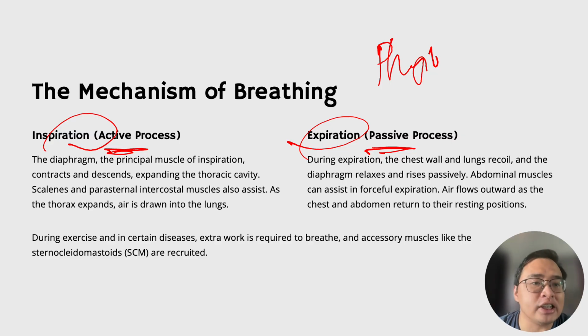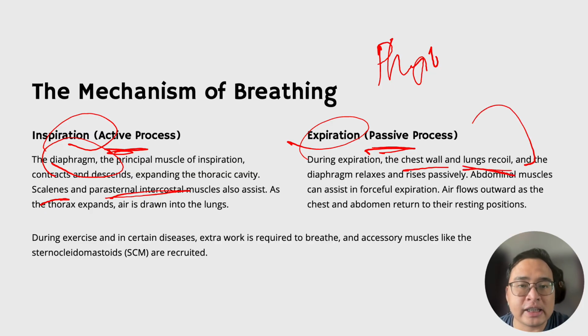So during inhalation or inspiration, the principal muscle involved is your diaphragm, of course. So when it contracts, it descends, expanding the thoracic cavity, making the pressure inside more negative than the atmospheric pressure. Sometimes, the scalenes and the parasternal intercostal muscles could also assist. In contrast, during expiration, what drives the collapse of the lungs is the chest wall and the lungs recoil. No? So it's a natural recoil.